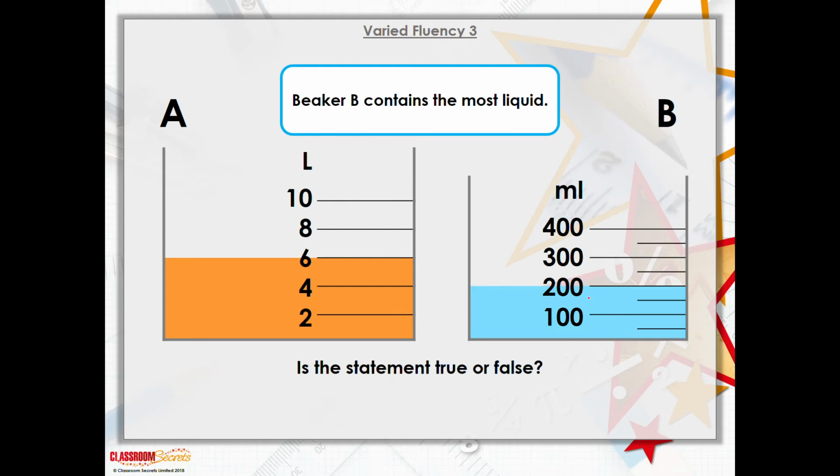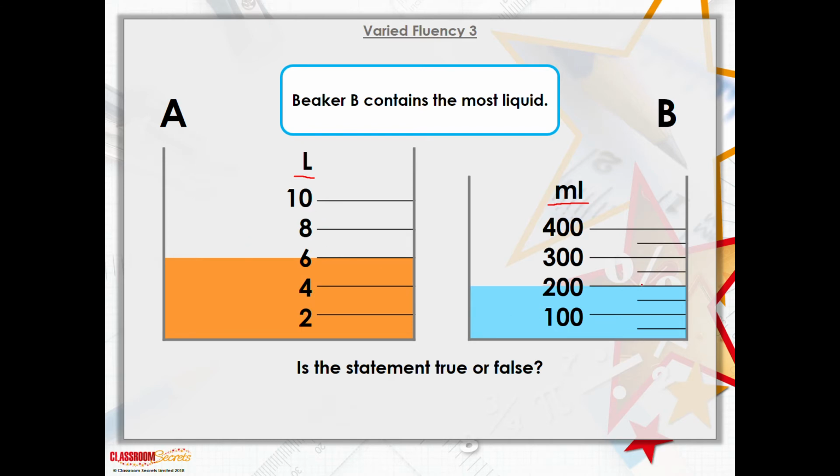So question number 3, beaker B contains the most liquid. Is the statement true or false? So first of all, we need to have a look at the top here. So container A is in litres and container B is in millilitres. Now we have to look at both containers and see how much is in each one. So if we look at A, have a little think, what is the capacity of container A? So have a quick look. That's it. So we have 6 litres in container A.